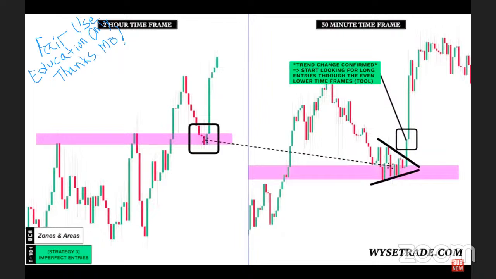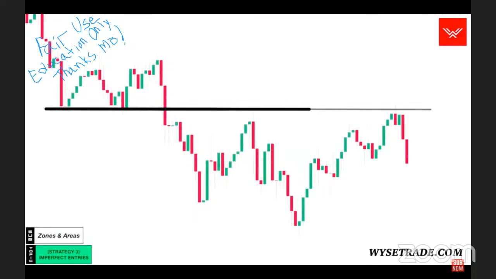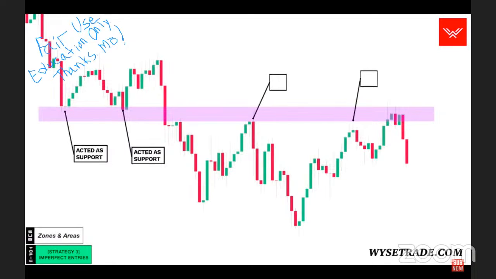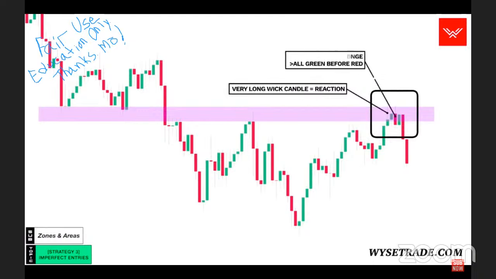So next, to the left, you have your level 1 here and your level 2 here. Again, instead of having two separate levels, we remove them and create a zone. This is a very key area because price reacted to the area as both a support area and a resistance area. So as price entered the key area, here's what you had. A very long wick candle and then a candle color change.